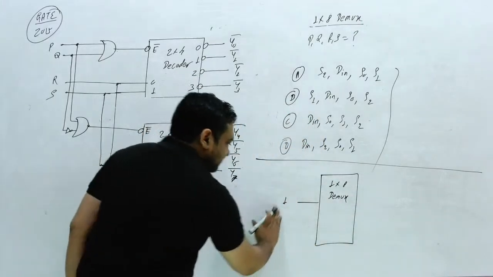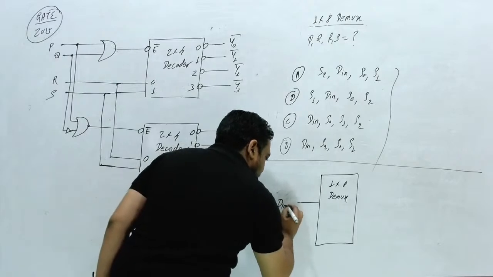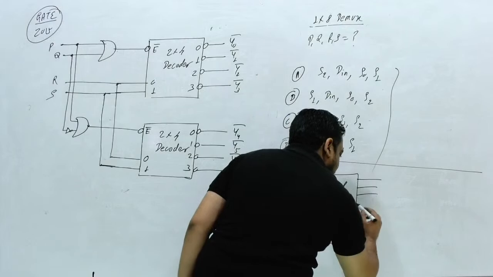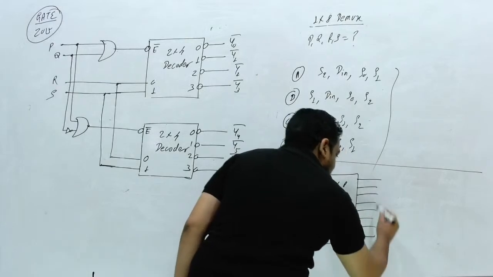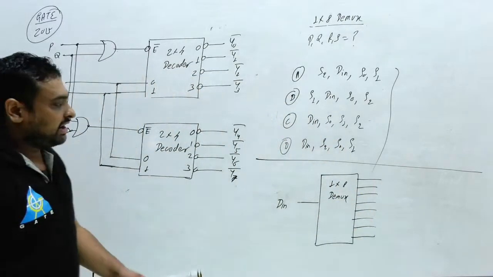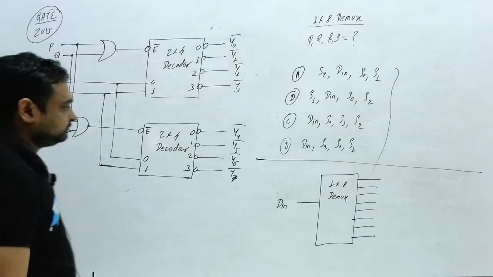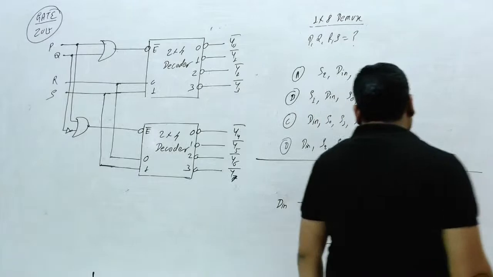Now for a 1 cross 8 demux, how many inputs? 1 is the input, you can say this is data D in. This is the input data, and how many output data? 1, 2, 3, 4, 5, 6, 7, 8. These 8 are the output data.